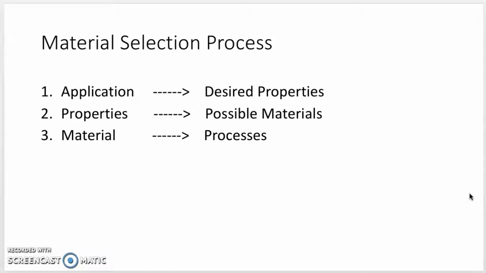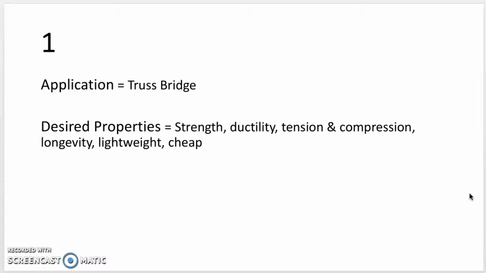So the general material selection process, it goes like this. Step one is to pick your application, and then off your application you can figure out what kind of material properties are desirable. And then once you have those properties, you can propose possible materials, and then once you have your material, you can look at different processes to get the exact properties that you would like in that material. So we're going to walk through that with our bridge.